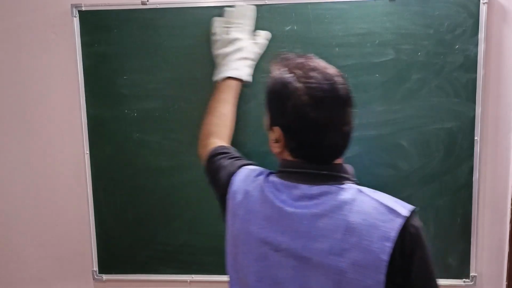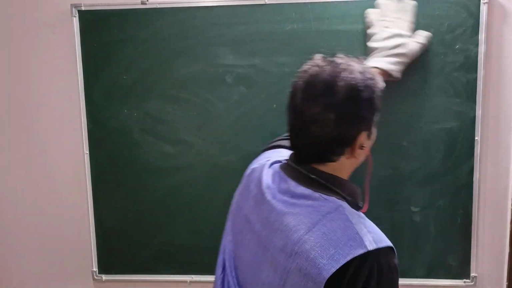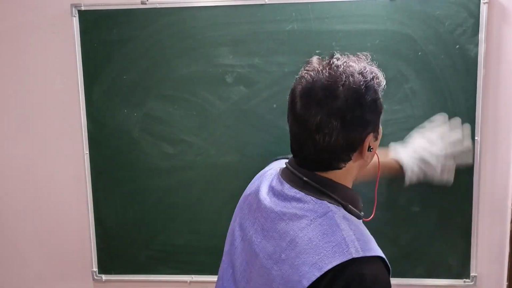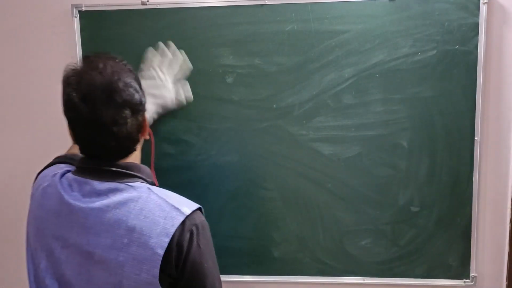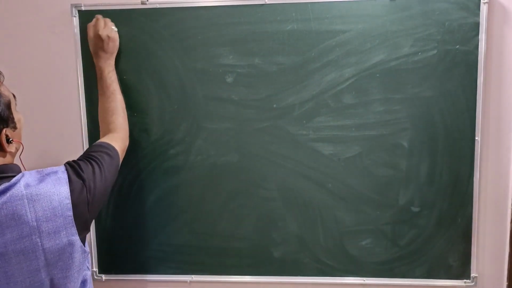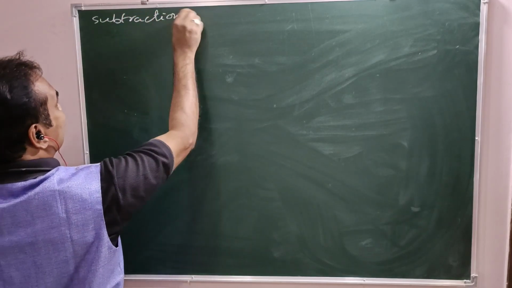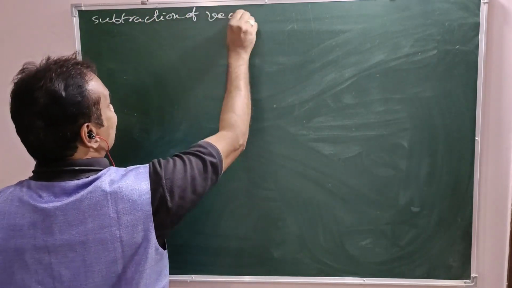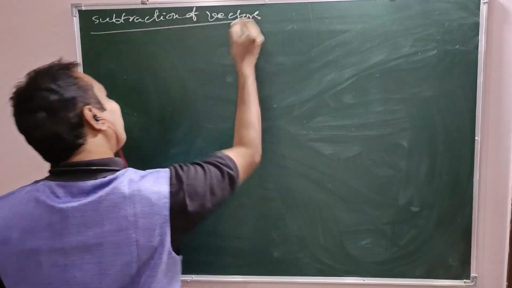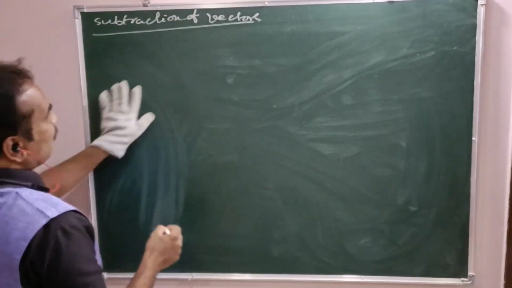Suppose P bar and Q bar are two vectors, with theta the angle between them, as shown. Let us see subtraction of vectors.